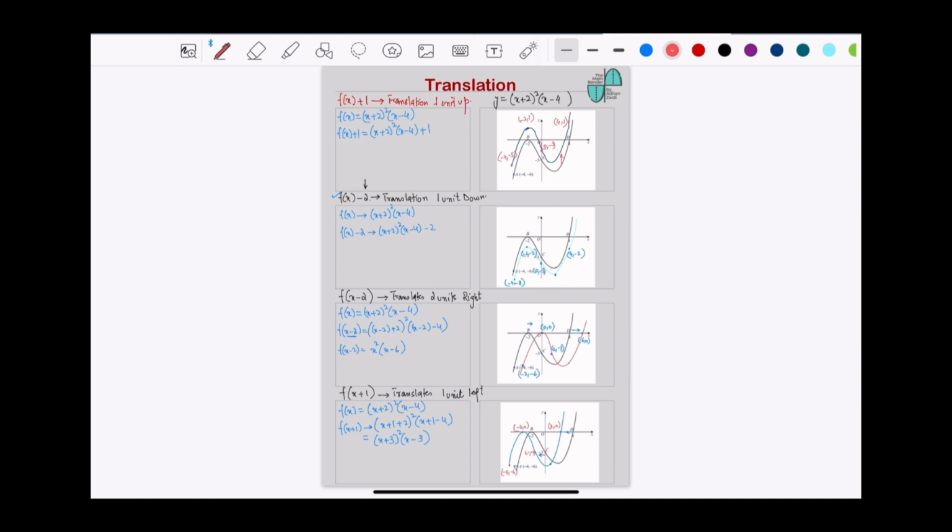So this is all you need to know about translation, and when it comes to translation I am just talking about left, right, up or down.